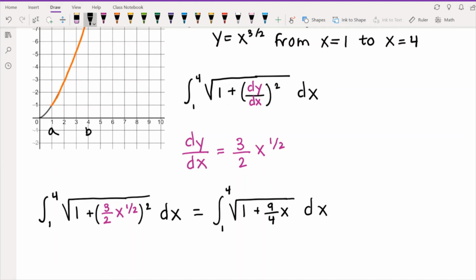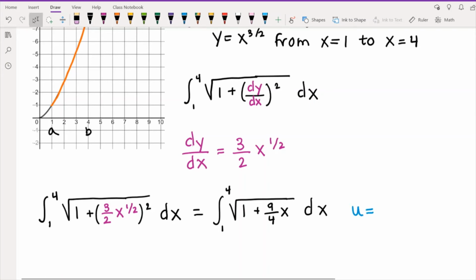So how do we evaluate this? Well, this is actually just a substitution, right? Anytime you have something like a square root or 1 over or whatever it is, and you're doing it not just to x, but to a linear function of x, you can always do a substitution because the derivative of that inside of the square root is just going to be a constant times dx.